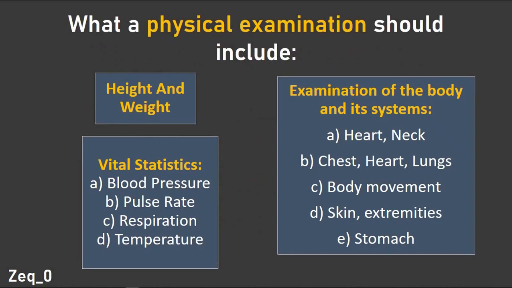So physical examination includes the height and weight of the patient, measuring his height and measuring his weight. Vital statistics. First of all, we should measure blood pressure, which is the pressure of the blood in the circulatory system. We should measure the pulse rate, which is the number of times that the heart beats each minute. Respiration, the rate of breathing per minute, and temperature, which is how warm or cold the body is.